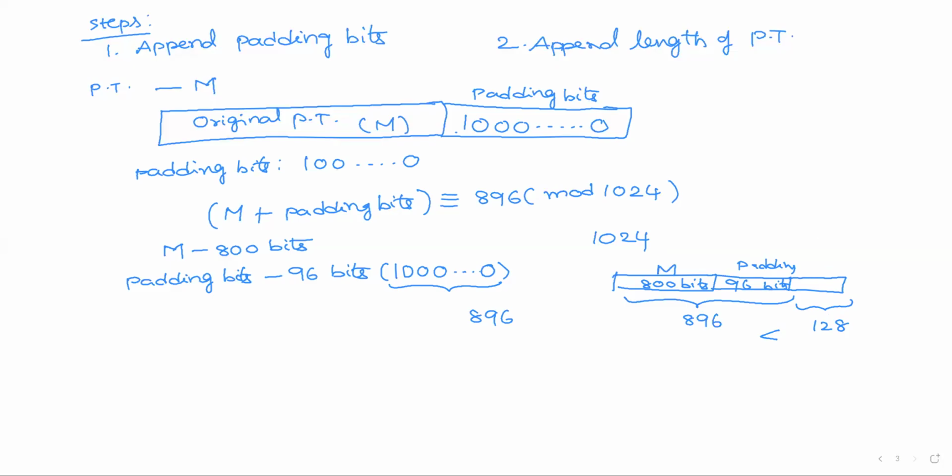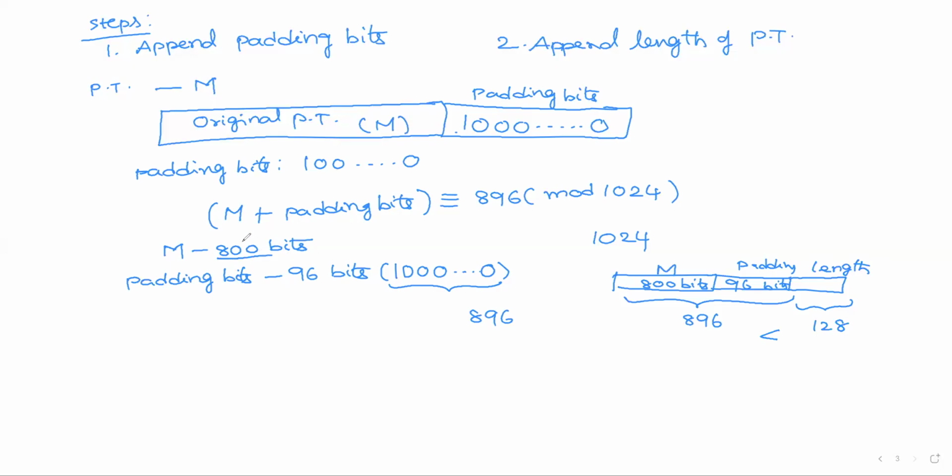Observe this second point here, append length of plain text. Here we are taking the length of the plain text. What is the original plain text length? 800 bits.